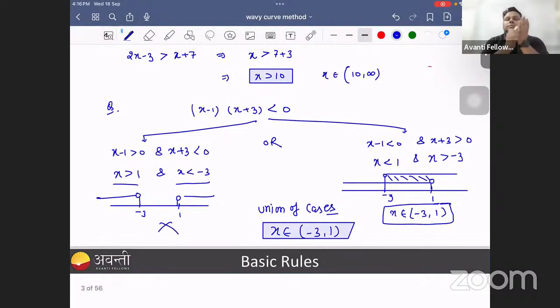But see it once. You realize if the number of factors increase, like if I take (x minus 1)(x plus 3)(x plus 2) less than 0, there will be more cases. More number of factors will give you more number of cases, and after some time it will be really difficult to handle all the cases simultaneously. Am I correct?